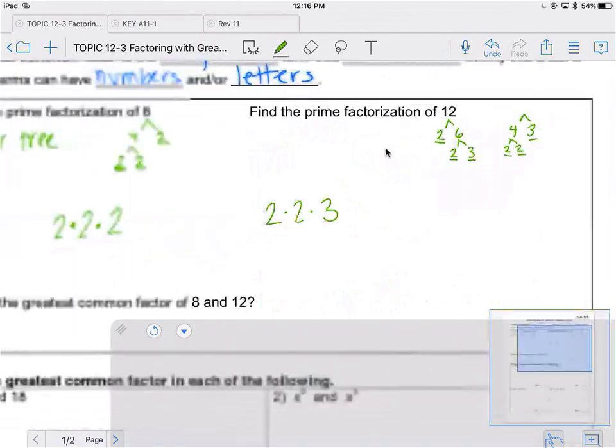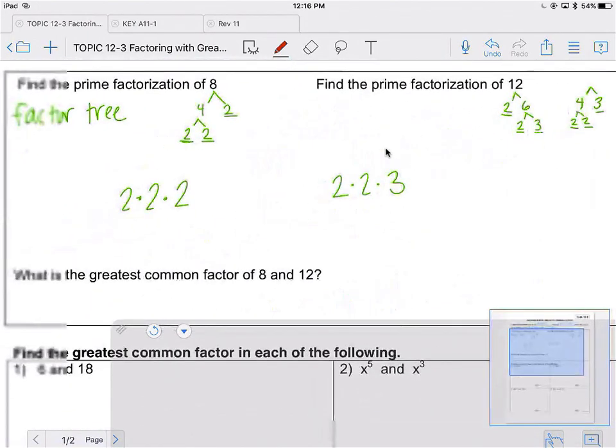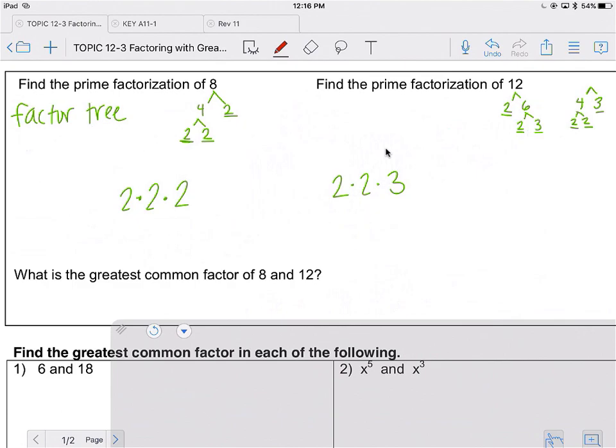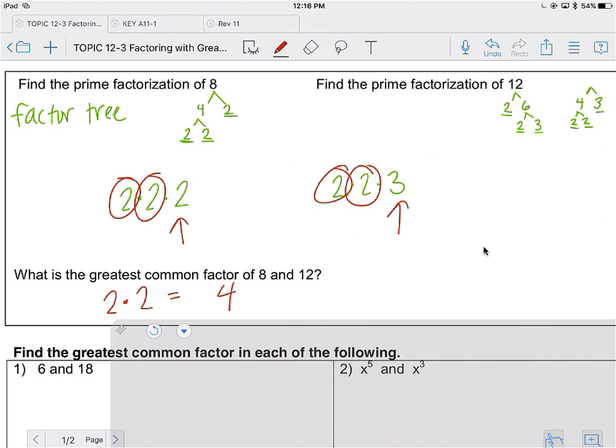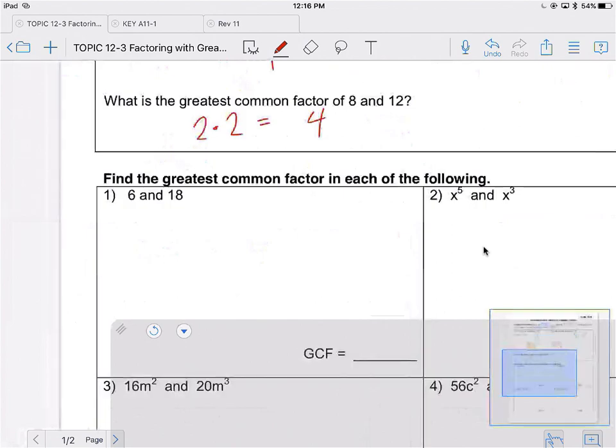So we have our two prime factorizations for these numbers. The greatest common factor between 8 and 12 is going to be the greatest combination of both of these prime factorizations. Both of these share a 2, and they share another 2. Now, 8 has a 2, and 12 has a 3 that they do not share. So my greatest common factor would be 2 times 2, which is 4. So 4 divides evenly into 8 and 12.